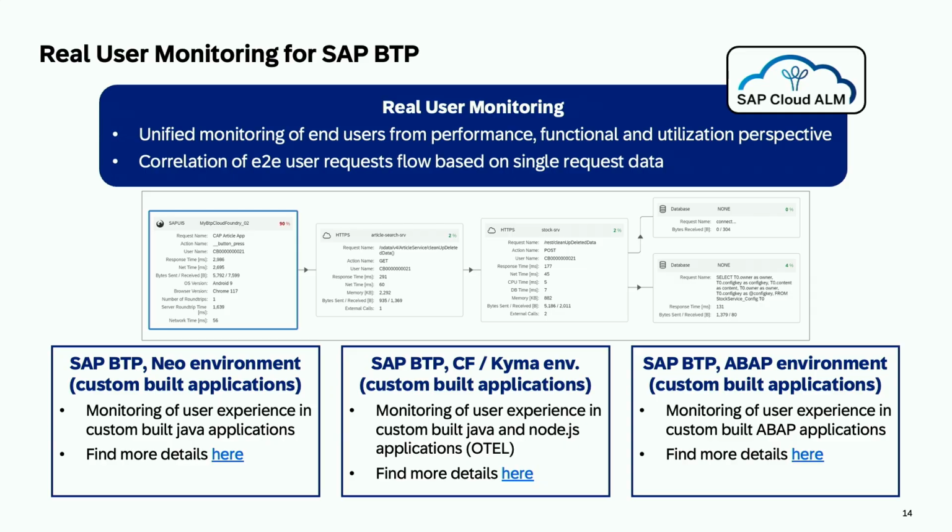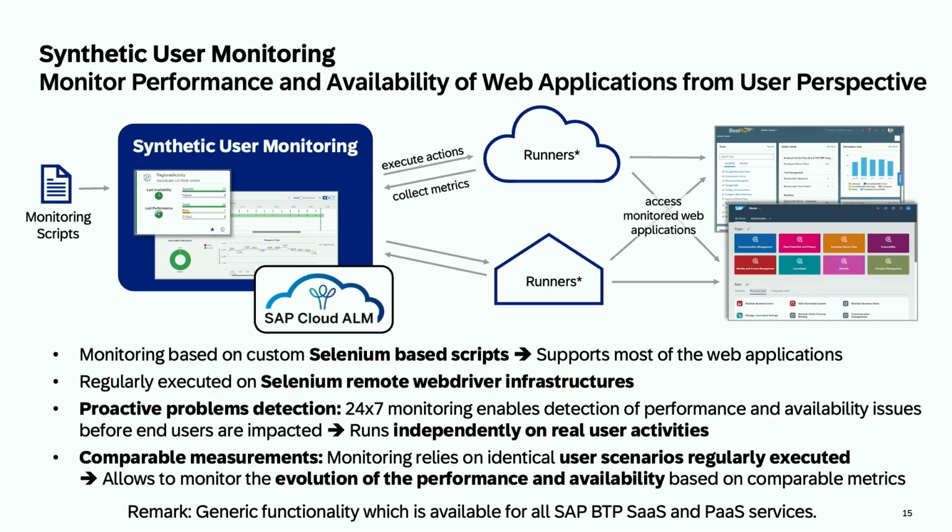This is different in Neo, which is a static instrumentation, as well as in ABAP, where we have our traditional instrumentation. So OpenTelemetry always hooks in for Kyma and Cloud Foundry, which are open source-based environments, and that's why OpenTelemetry fits perfectly to this.